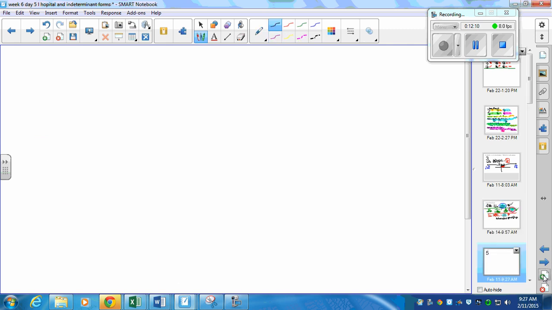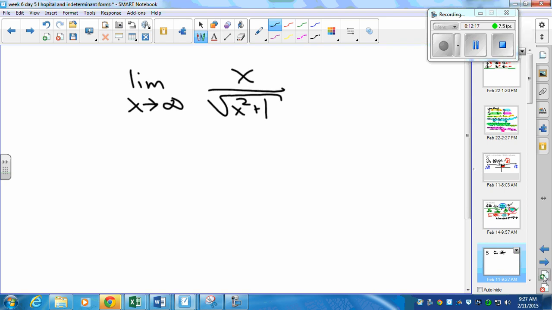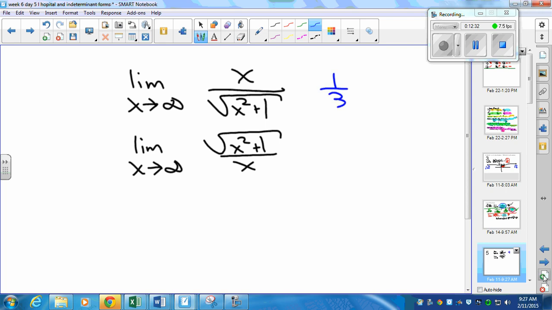I'm going to start a new page here for this. Limit as x goes to infinity of x over square root of x squared plus 1. Okay, and we learned that's the same as the limit as x goes to infinity of the square root of x squared plus 1 over x. So if you tried something, you could say, okay, if let's say this answer was 1/3, what would it make the other answer? 3 over 1. But we just determined that they're the same. We learned that they were the same, so that one doesn't work.